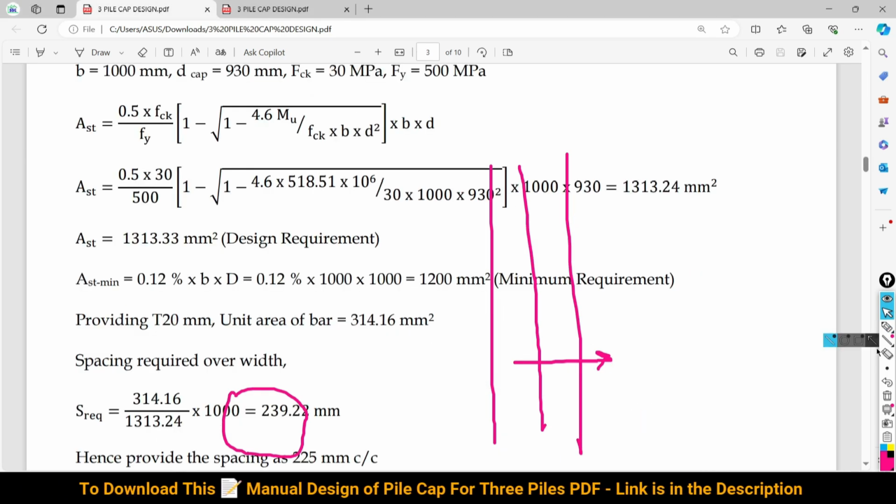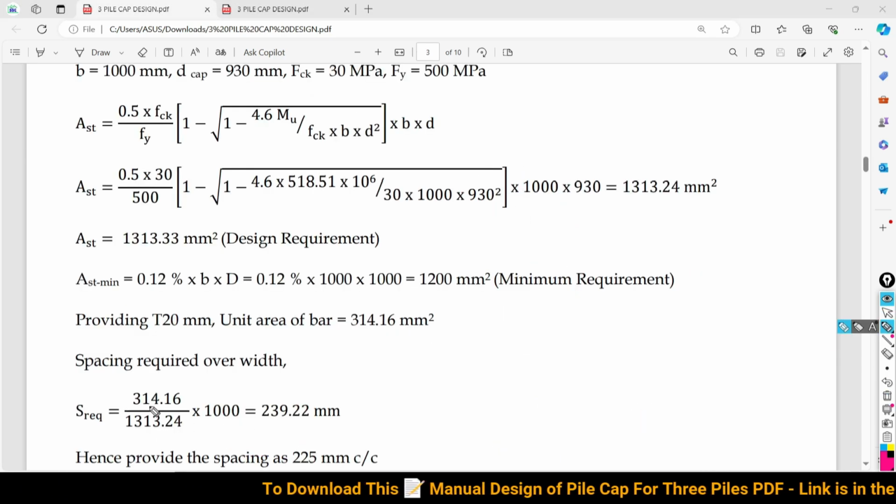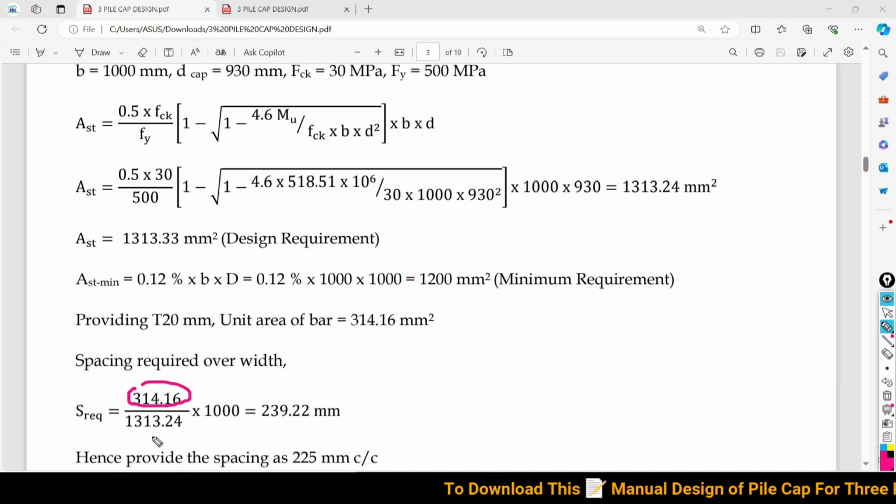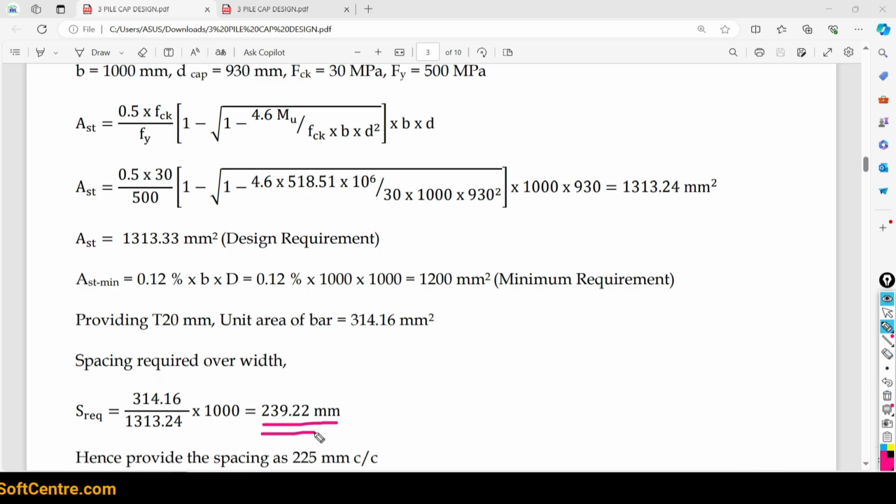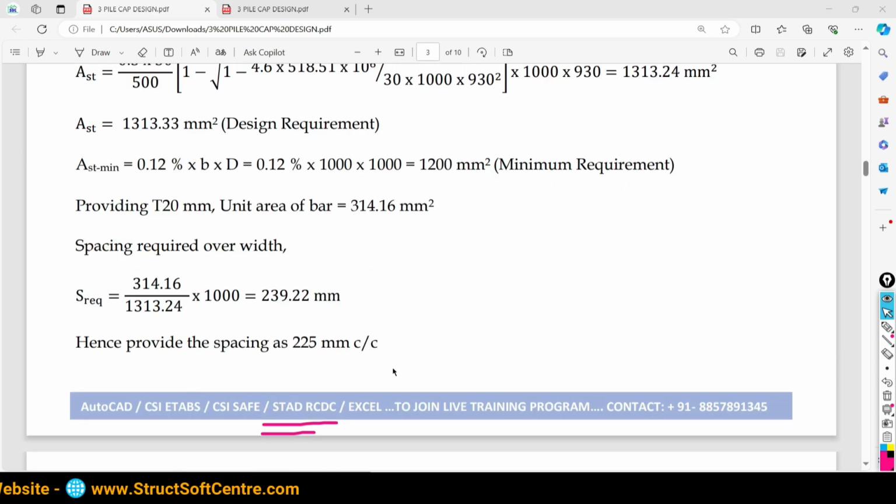Okay, after all of this, try to understand spacing required. So unit area divided by total area multiplied by the considered width, that is 1000. So it is going to become what? 239.22 mm required. That's why we are going to provide the spacing as 225 mm.